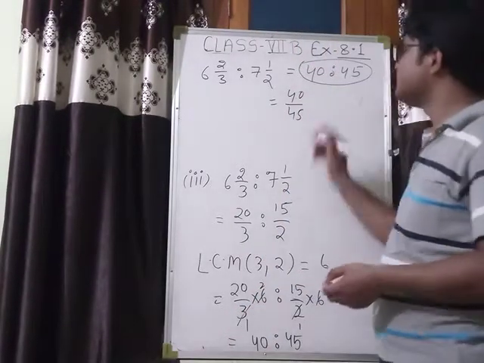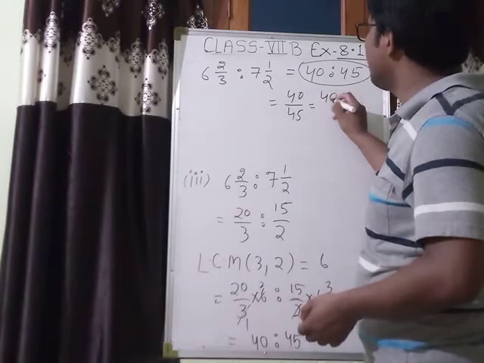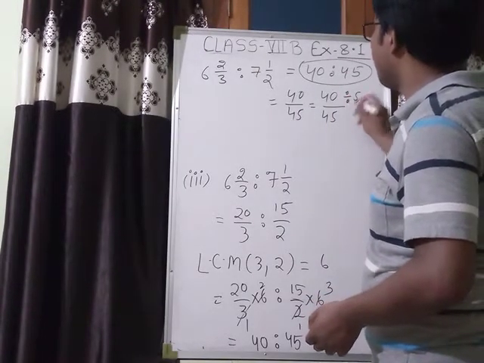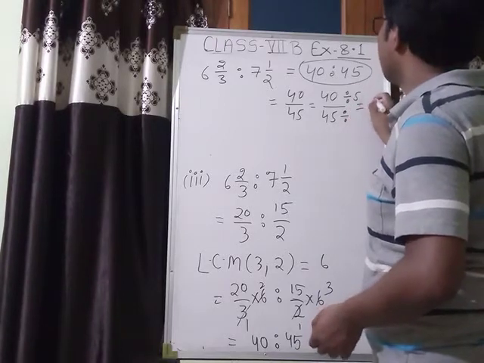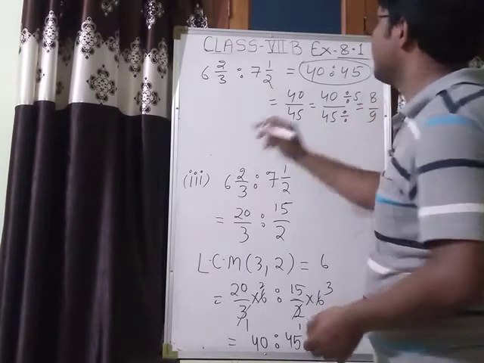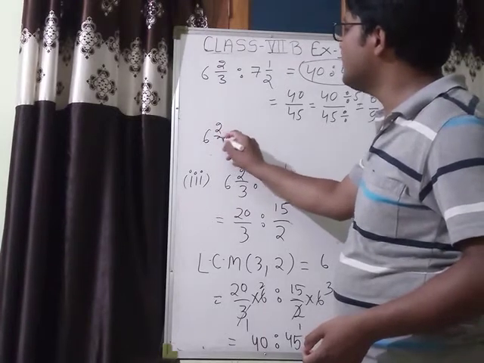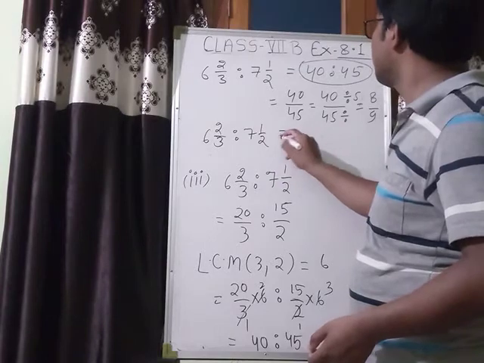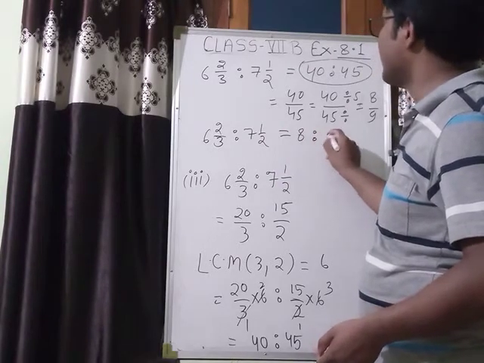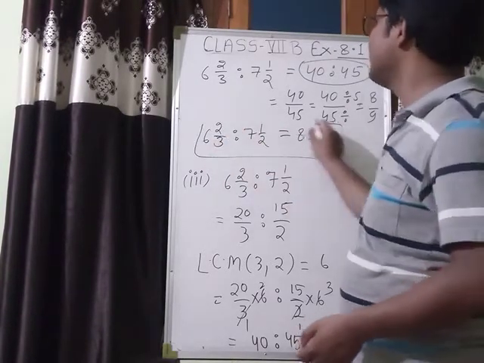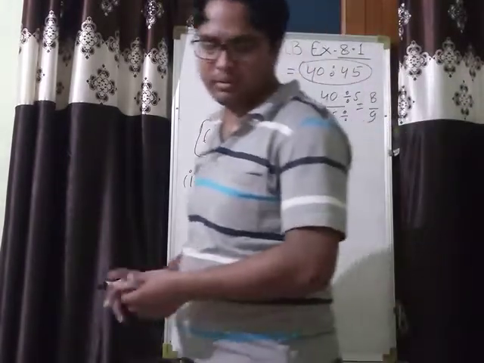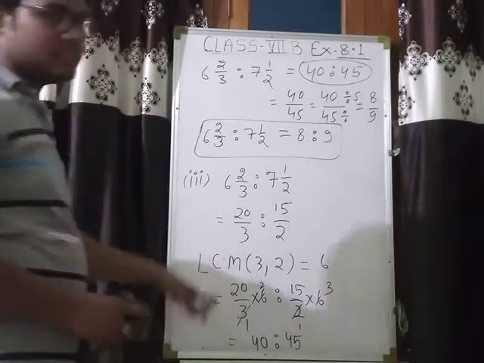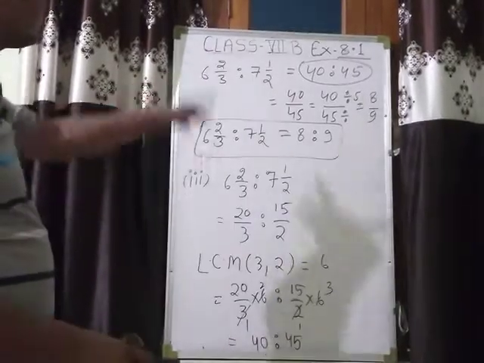And now what is the HCF of numerator and denominator, that is 5. Okay, so 5 eights are 40 and 5 nines are 45. So 6 2 by 3 is to 7 1 by 2, its simplest form is 8 is to 9. Okay, so that is a very good question for you. Note down. I am going to rub this. So pause the video and note down this one.